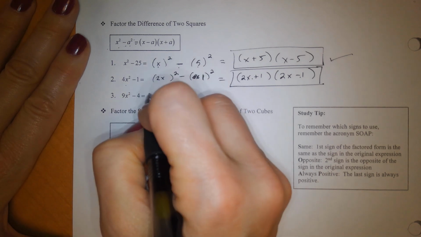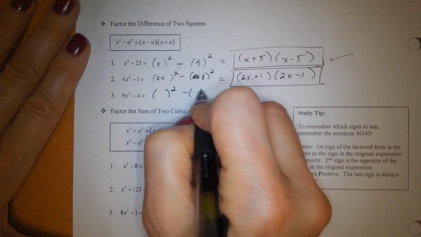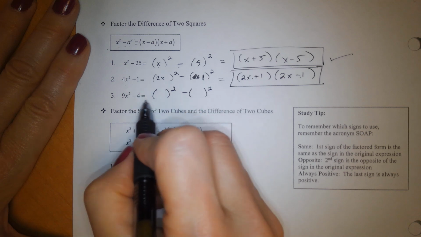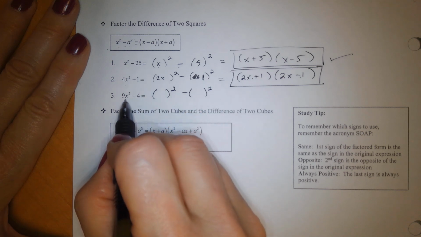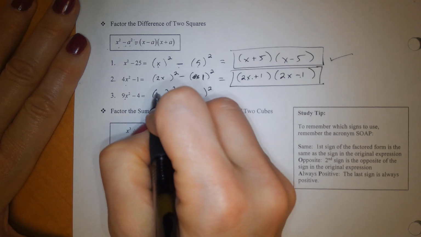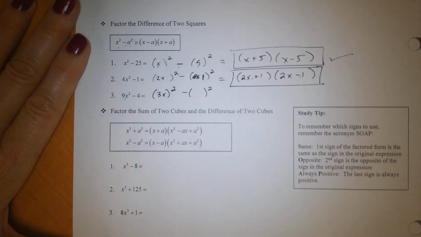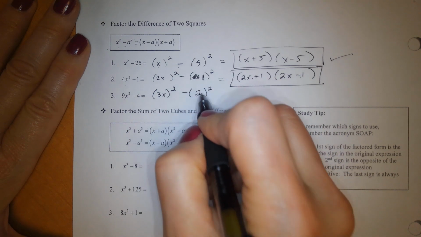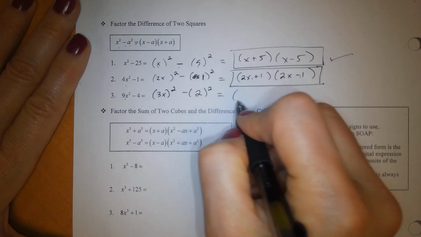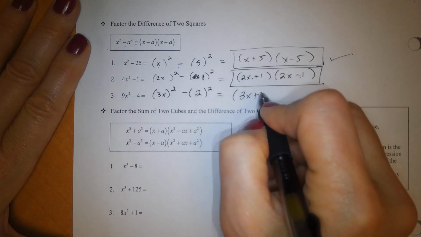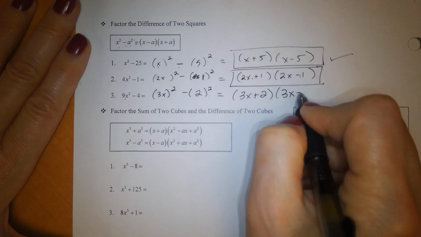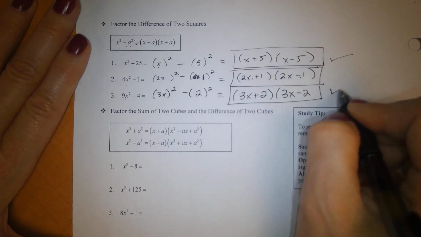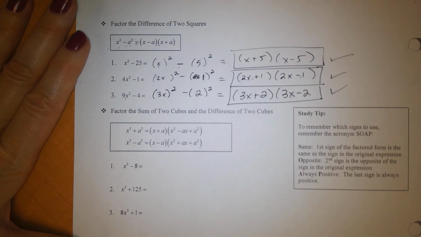In the last one, let's check to see if it's the difference of two squares. What term squared will make 9x squared? 3x. What term squared will make 4? 2. So this will get broken down into 3x plus 2 and 3x minus 2. Check by FOILing.